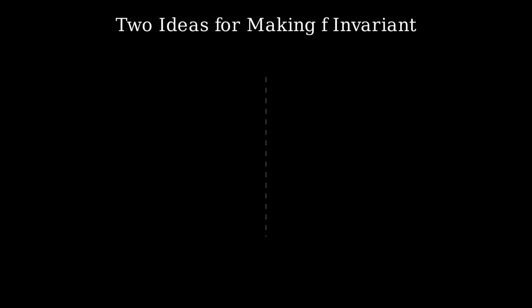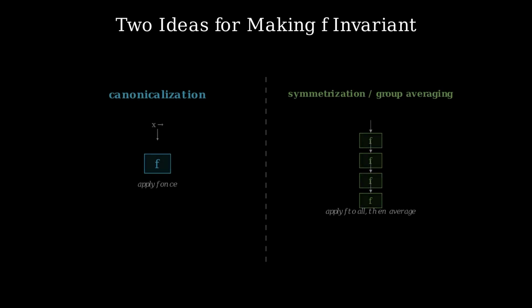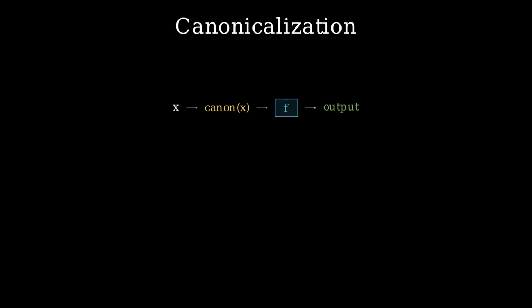There are two natural strategies for making a function f invariant. Canonicalization applies f exactly once to a standardized representative of the orbit. Symmetrization, or group averaging, applies f to every orbit element and averages the results. Canonicalization is straightforward in principle. Instead of applying f directly to x, we first map x to a canonical representative of its orbit, a standardized form. All orbit elements share the same canonical form, so f becomes invariant.